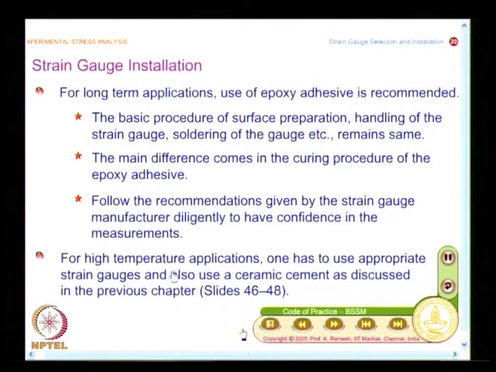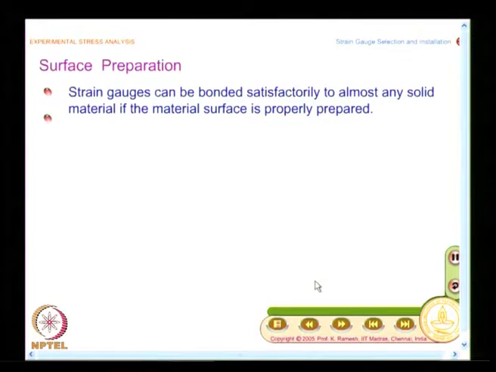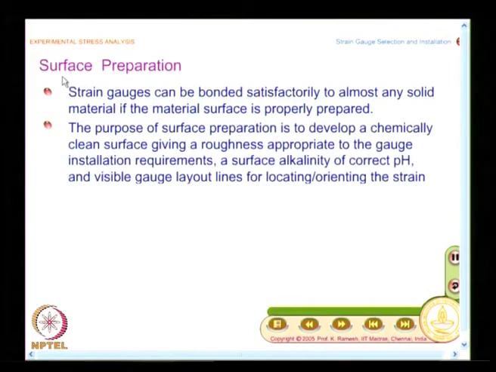And for high temperature applications, one has to use appropriate strain gauges and also use a ceramic cement, as discussed earlier. We have discussed that separately, and here we are only going to look at, typically for a room temperature measurement, using a cyanoacrylate cement, how do I paste a strain gauge. So, that gives you an idea what are the basic steps involved. And the first and foremost step is surface preparation.